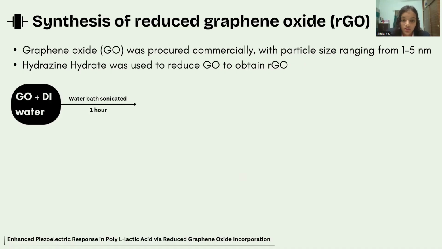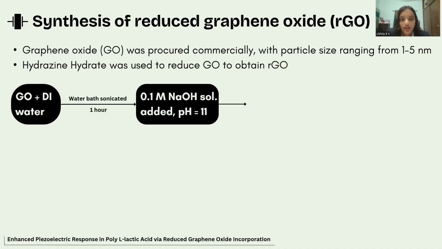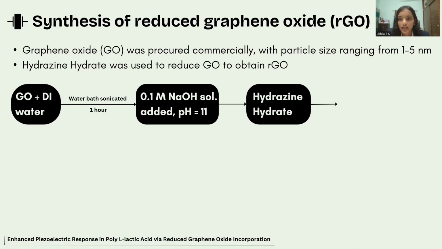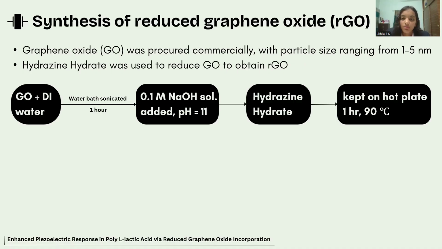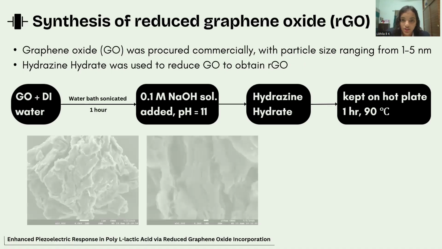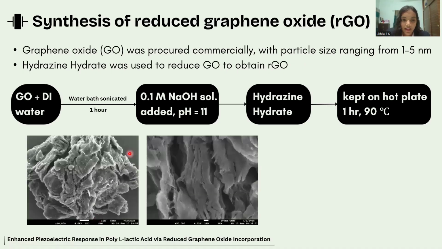Firstly, graphene oxide was suspended in type 1 water and sonicated for 1 hour. Then the pH was maintained at 11. Hydrazine hydrate was added. It was kept on the hot plate for 1 hour at 90 degrees Celsius. We've characterized it through FESEM, that is field emission scanning electron microscopy. Here we can see an agglomerated particle of reduced graphene oxide with a wrinkled sheet-like morphology.